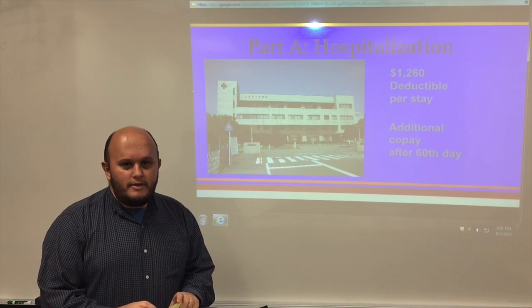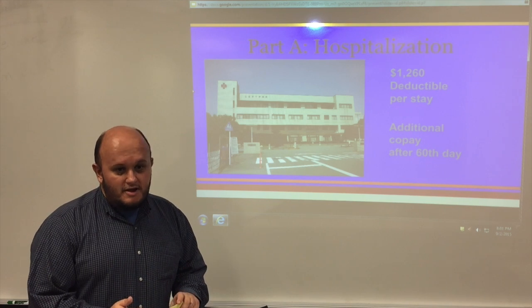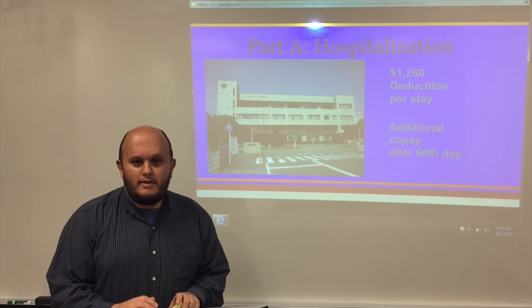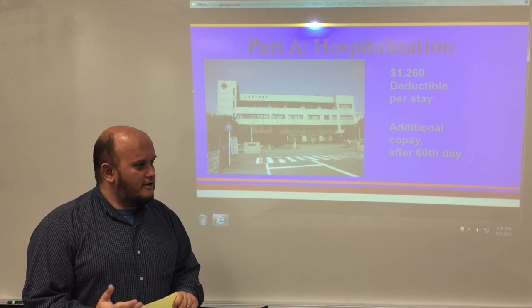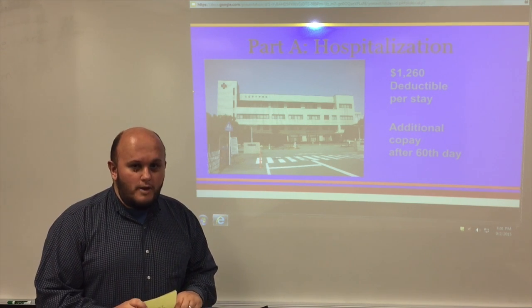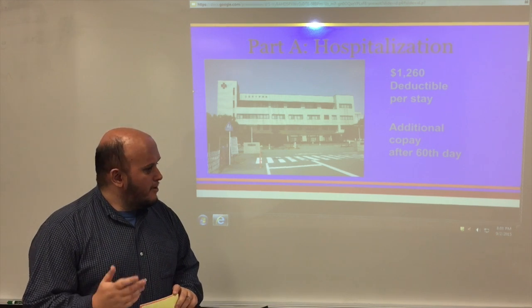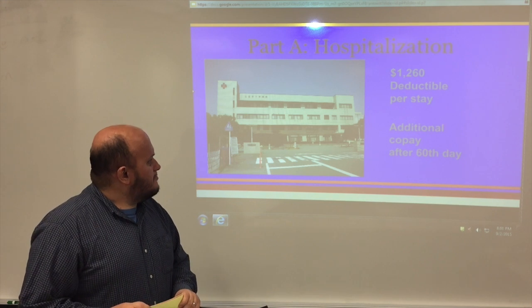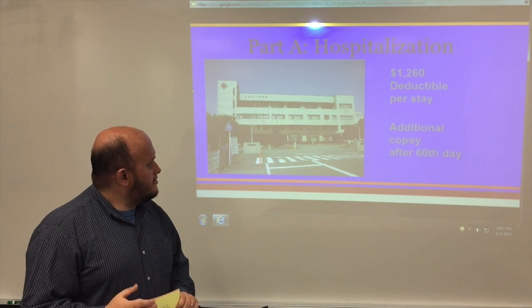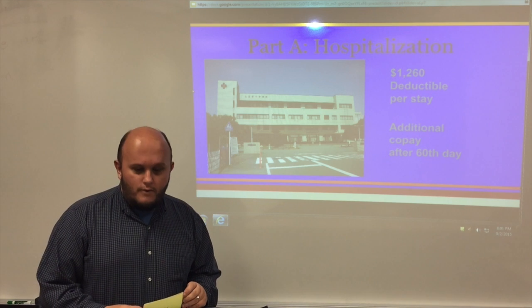We need to keep in mind that there's a $1,260 deductible, and keep in mind that that covers the first 60 days of a hospital stay. After that is a $315 copay per day for the remainder that you're in the hospital if you're in there longer than 60 days. That's basically what covers hospitalization, or Part A, for Medicare.